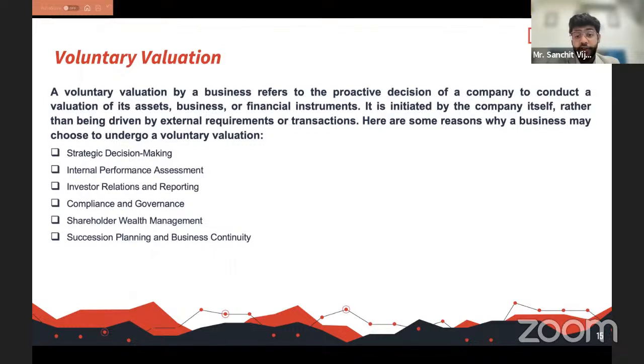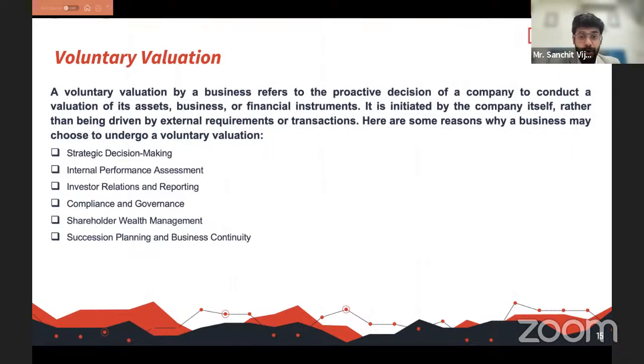The third is investor relations and reporting. Companies often conduct voluntary valuations to communicate their value propositions to investors and stakeholders. By obtaining a professional valuation, companies can provide transparency and credibility regarding the worth of their assets or business segments. Fourth is compliance and governance. Even in the absence of specific regulatory requirements, companies may and should opt for voluntary valuation to demonstrate compliance and good governance practice. By conducting periodic valuation, companies can ensure that their assets are fairly valued and aligned with best practices, enhancing their credibility and transparency.